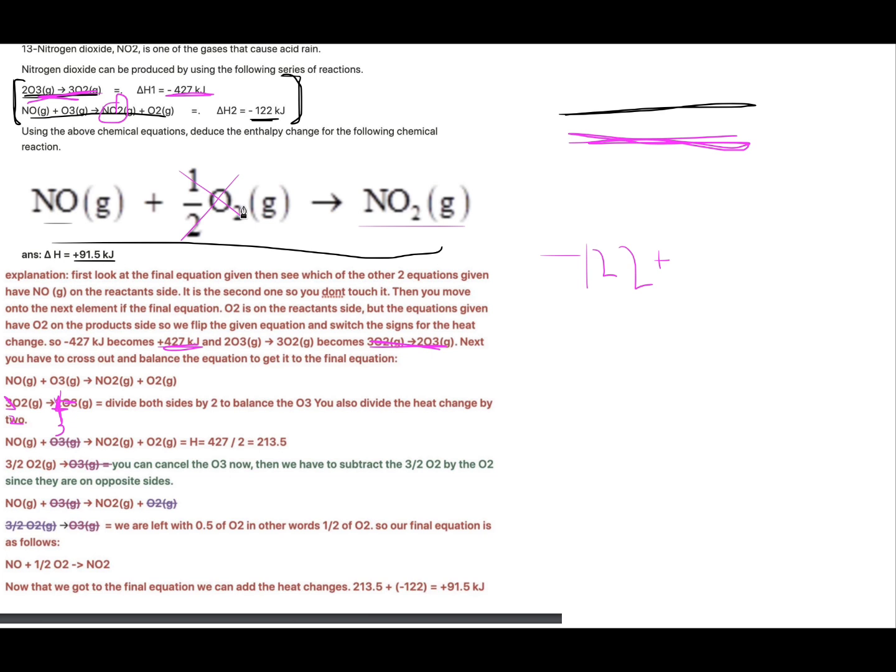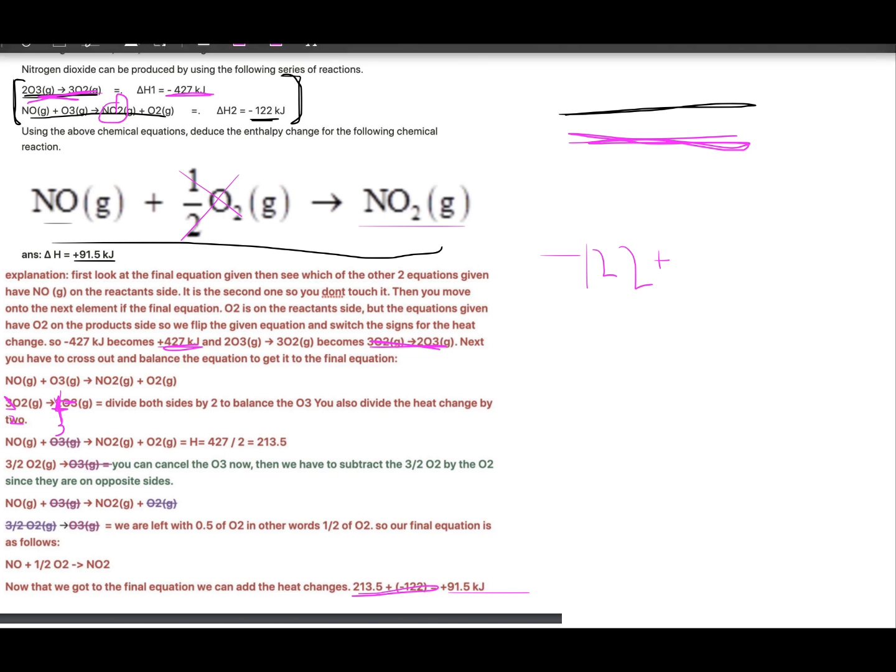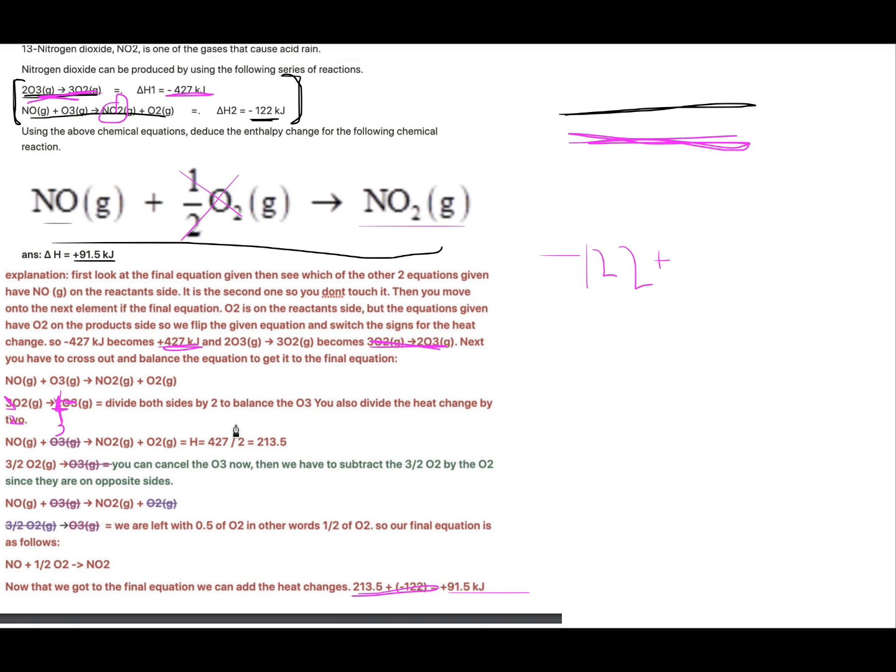So we get 427 divided by 2, which is 213 and a half, so 213.5. So it's plus 213 and a half right here, and you just get positive 91.5 kilojoules. That's it. That was tricky.